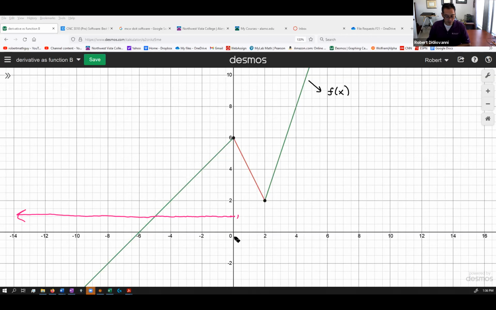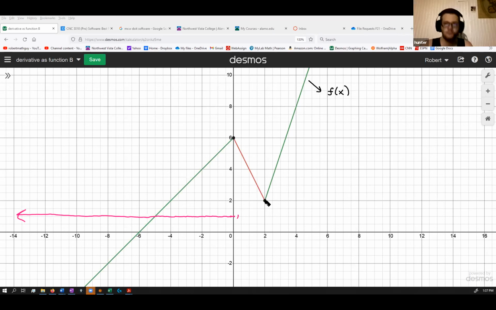Now between 0 and 2, my original function is going down from left to right. So I should expect that the derivative is going to dip below the x-axis. It'll be negative. Now, will it always be the same value? Yes, because it's a line. So we should expect that I'm going to get a negative out for the derivative, and it should always be whatever the slope of this line is. Can you tell what the slope of this is? Looks like -2. Yeah, we go from here to here, you have to go down 4 over 2. So negative 4 over 2, so negative 2.